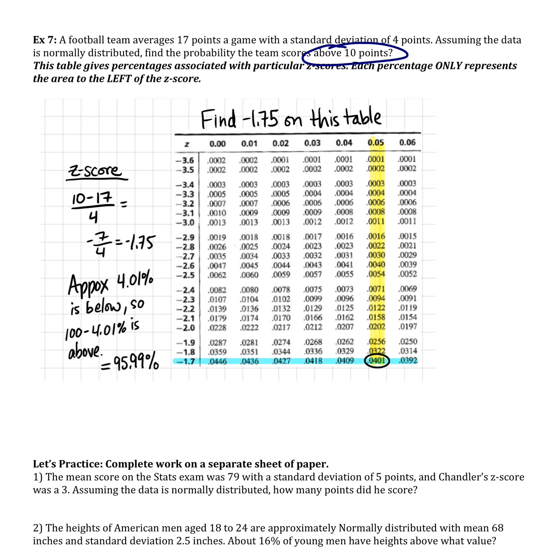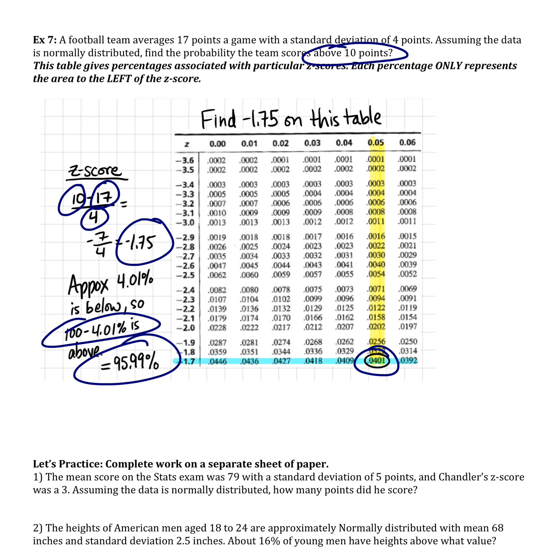I take the value they gave me, 10, I subtract off my average and I divide it by my standard deviation, and I get negative 1.75. I go to my table, negative 1.75 gives me the value 0.0401. I subtract that from 100 and I get 95.99%.